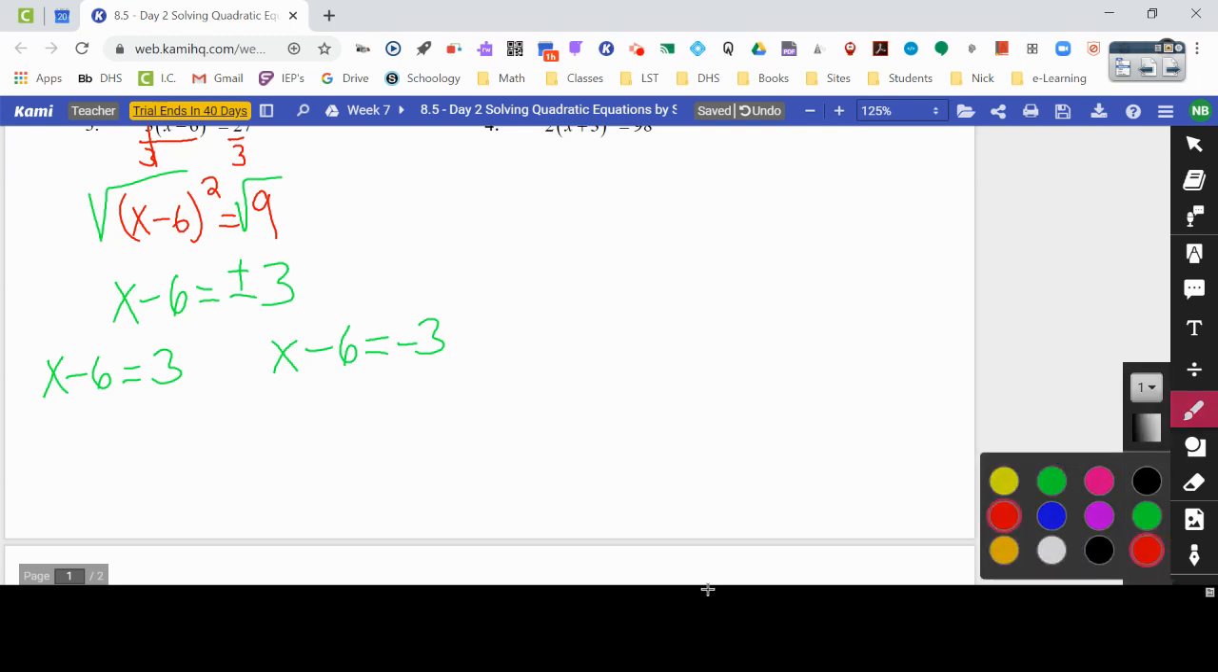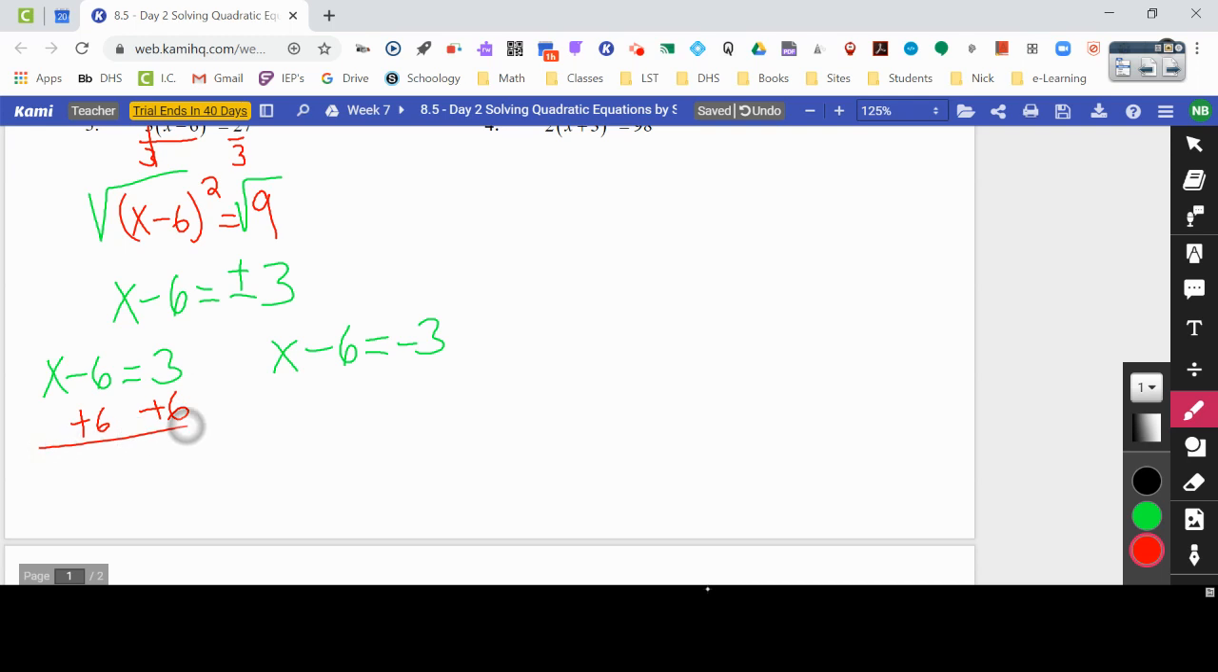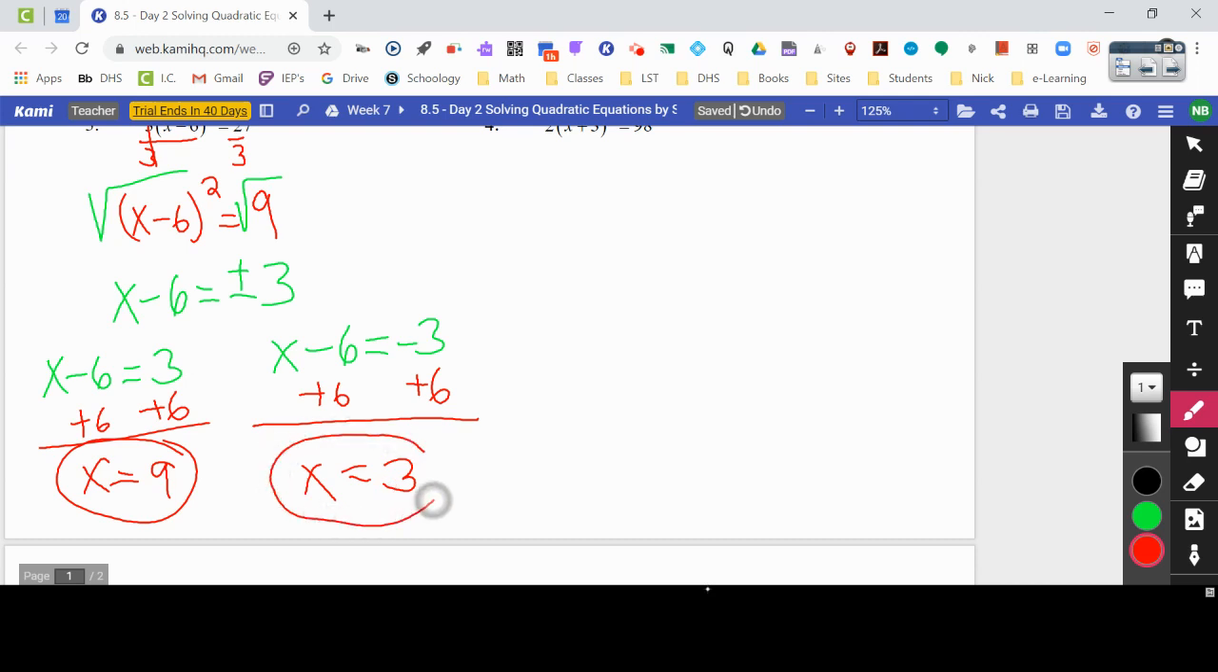All right, and I solve these the same way, right? I'm going to add 6 to both sides. And we get x is equal to 3 plus 6 is 9. All right, and same thing here. I add 6 to both sides here. And we get x is equal to a negative 3 plus 6 is going to give me a positive 3. So here are my two solutions, right? 9 and 3, or x is equal to 9 and x is equal to 3.